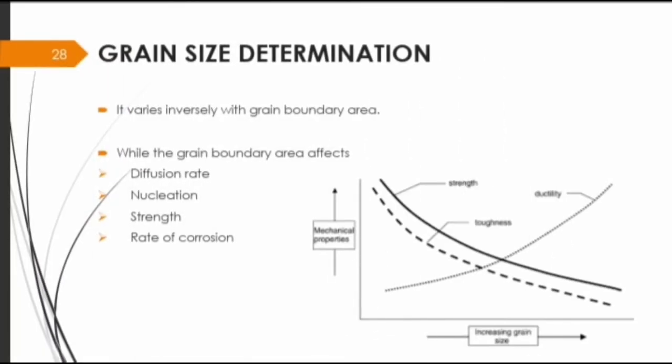Now this slide shows that grain size varies inversely with grain boundary area, while the grain boundary area affects different properties like diffusion rate, nucleation, strength, rate of corrosion, etc. And this is a graph showing how mechanical properties get affected due to increasing grain size. Here ductility increases when the grain size increases, while other properties like strength and toughness decrease due to the increasing grain size.